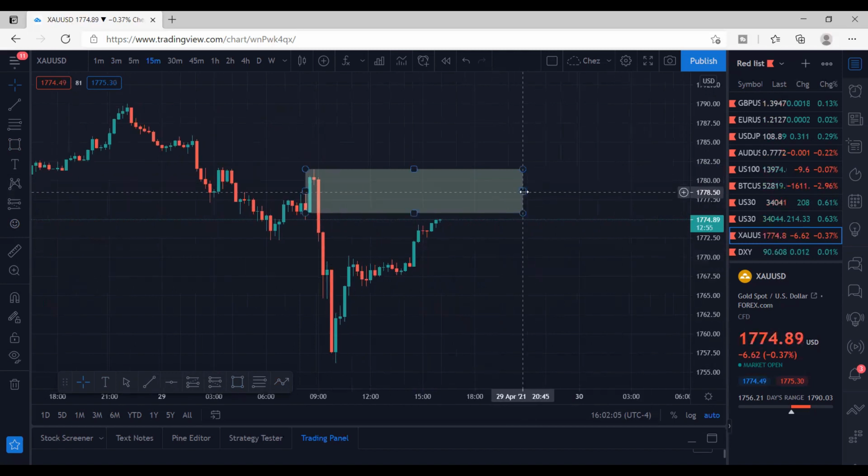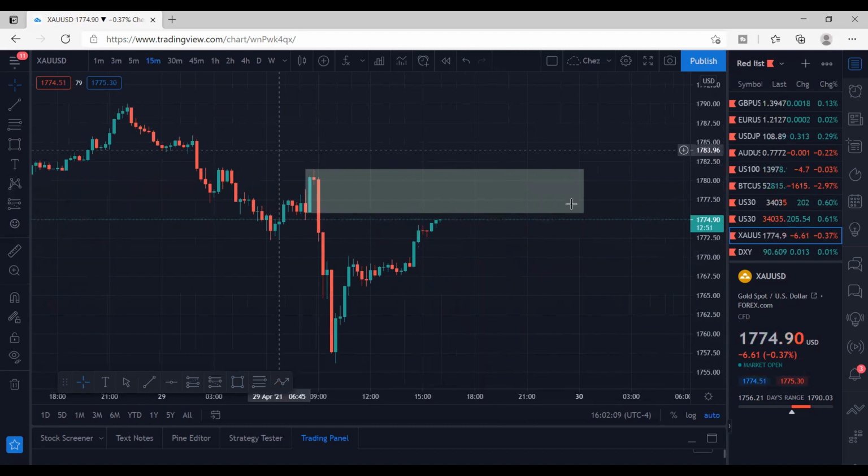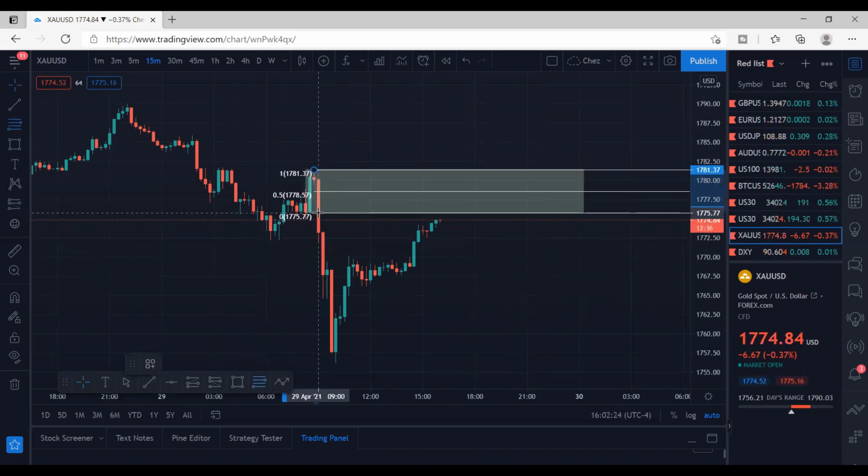And we're going to look at this on another day and see how it plays out. Now, if price comes back into this zone right here, at 50%, let's drop a fib on there.